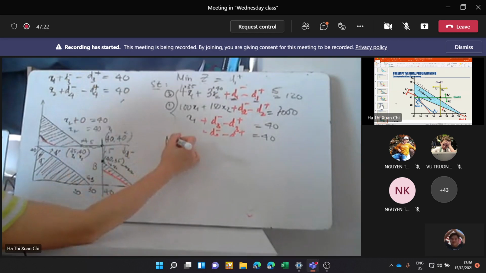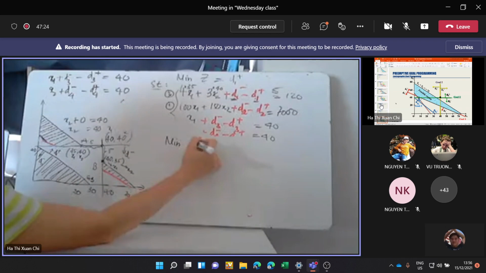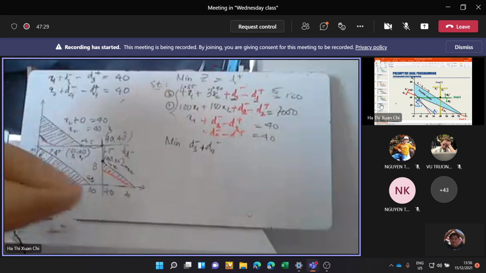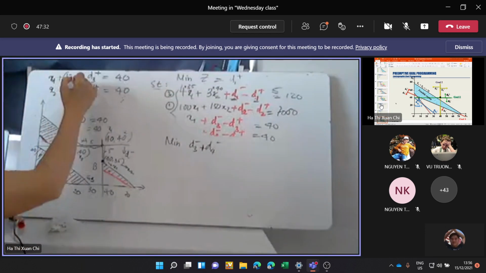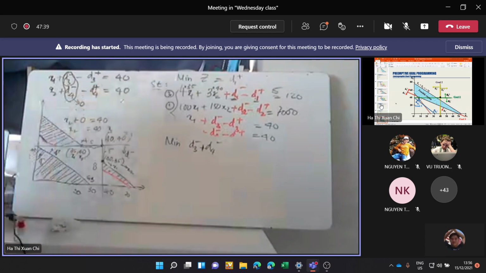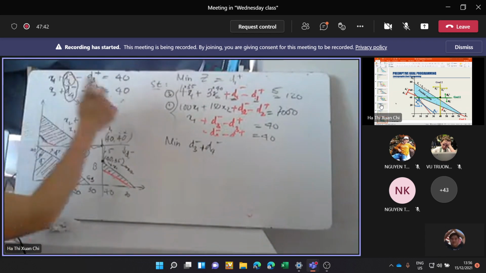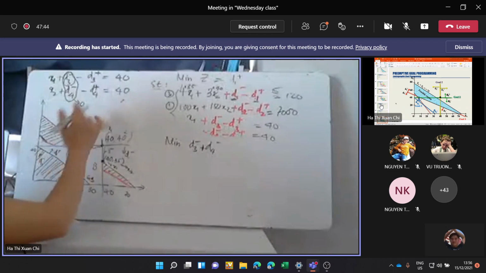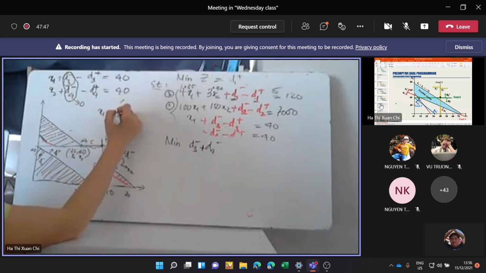Em minimize là D3 trừ và D4 trừ. Vậy thì mình muốn cho cái này bằng 0, đúng không? D3 trừ và D4 trừ phải bằng 0. Tại vì nó bằng 0 thì mình sẽ còn là x1 trừ đi lượng D3 trừ cộng bằng 40, có nghĩa là x1 sẽ lớn hơn hoặc bằng 40, đúng không? Và x2 cũng vậy.